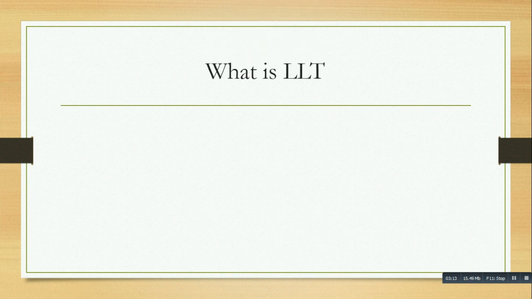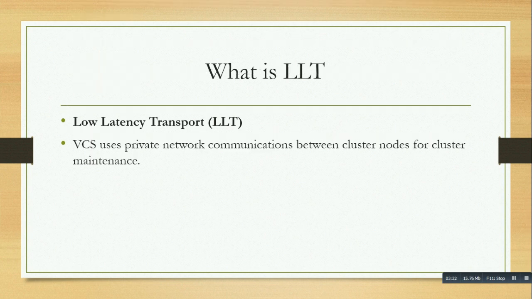What is LLT? As I told you, low latency transport. VCS uses a private network communication between cluster nodes for the cluster maintenance. If any of you know something about Red Hat cluster, they know very well heartbeat. If you don't have an idea about the Red Hat cluster, please watch my video. In my video list, I already uploaded a video of Red Hat cluster, so you will understand what a heartbeat is. In VCS, LLT is equal to heartbeat in the Red Hat cluster.